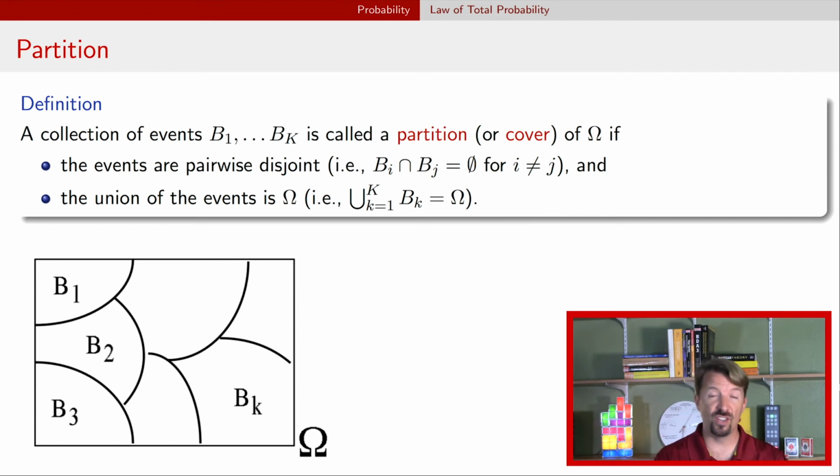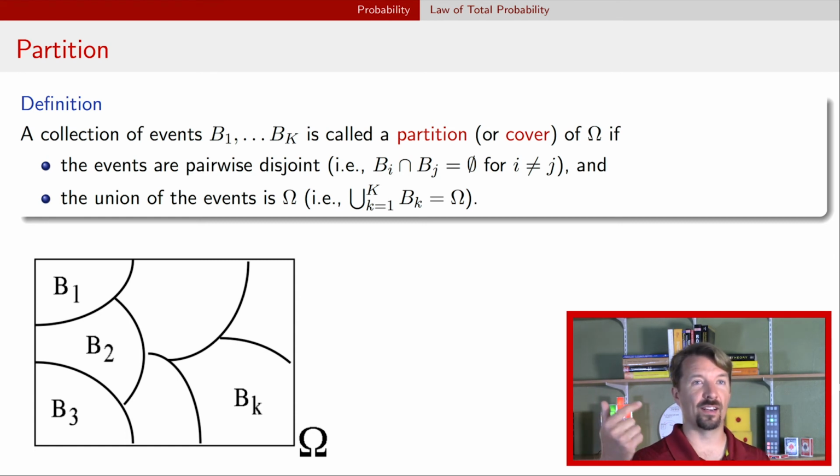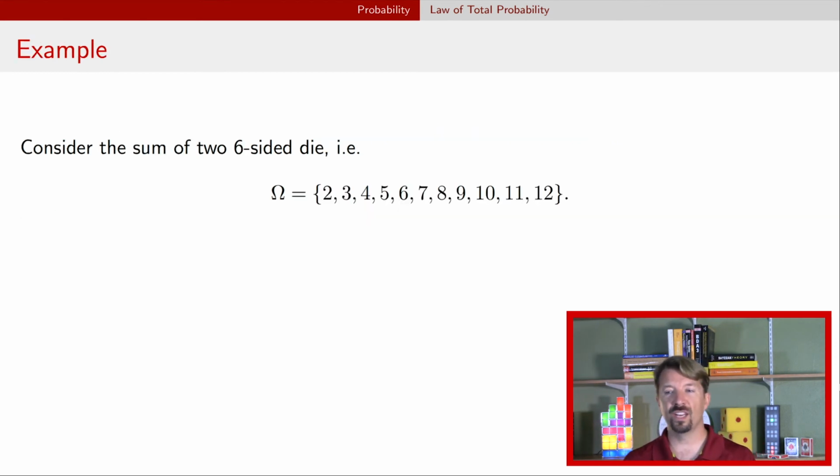Okay, so here's a picture of what's going on. The picture shows no overlap between any of the sets B1 up through B capital K, and it shows that this collection of sets covers the entire space that we're interested in, omega. Okay, so pairwise disjoint, and their union covers the entire set. All right, we're going to use this.